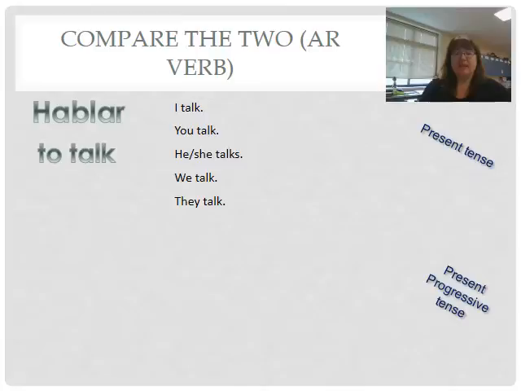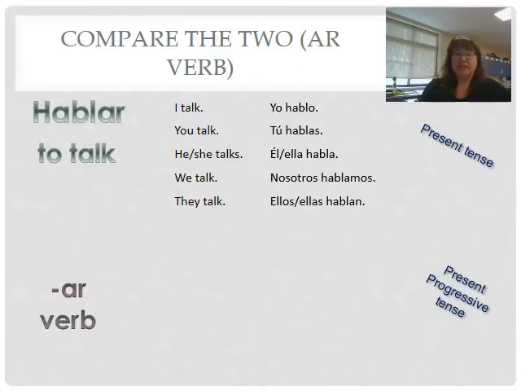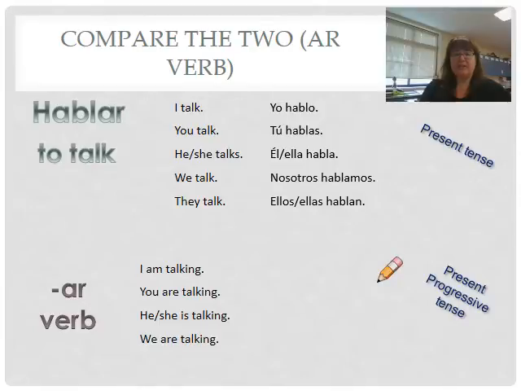And last one, to compare the two, we'll just click through here. Hablar, you know, drop your ending at an O, drop your R at an S, drop your R, he, she, let it be, right? Drop your R, you're done. Drop your R at an MOS, drop your R at an N for they. But let's see how the present progressive would work.